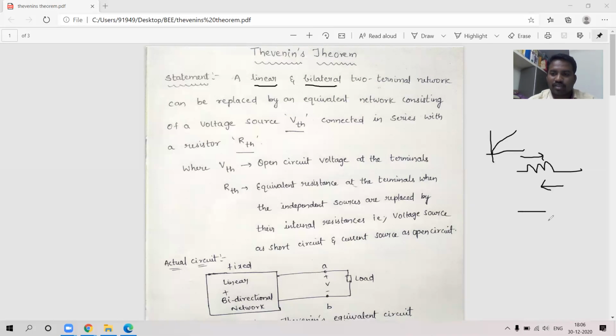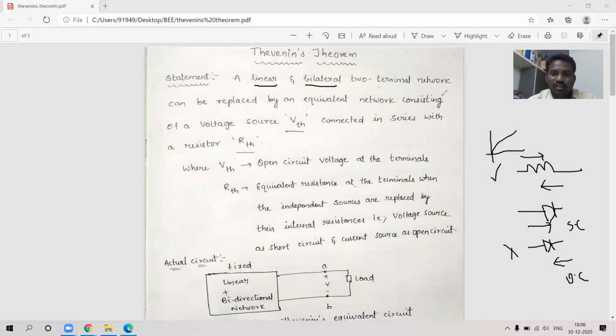Whereas if we see the diode case, if I send the current in this direction, it becomes like a short circuit. And if I send the current in reverse, that means in reverse bias, it is an open circuit. That means the behavior is going to change, so it is not bilateral. So bilateral means the resistor comes into the picture.